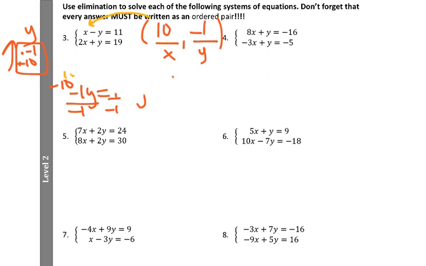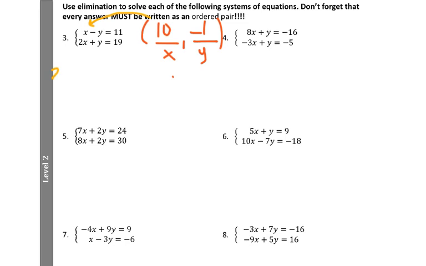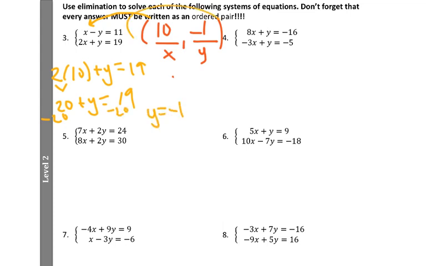But I'm going to go ahead and plug in my x number into the bottom equation just to double check and make sure I get the same y number. So 2 times 10 plus y equals 19. That's 20 plus y equals 19. Subtract 20 from both sides, and y equals negative 1. Alright, there we go. There's our answer right there.